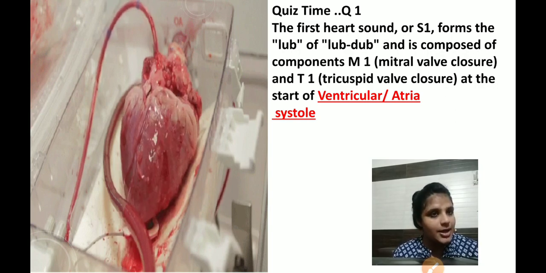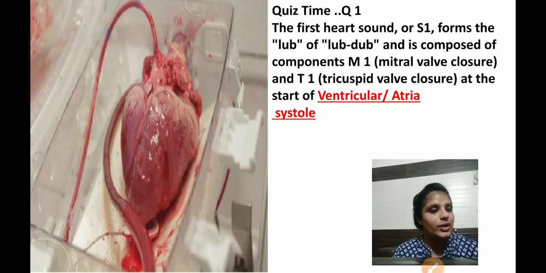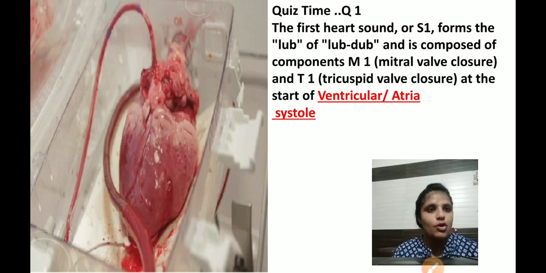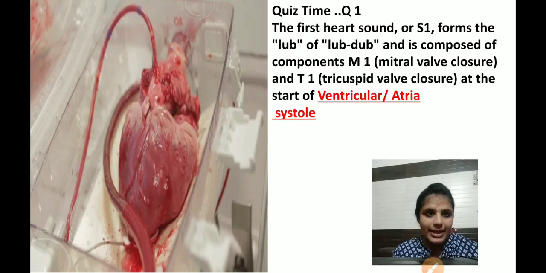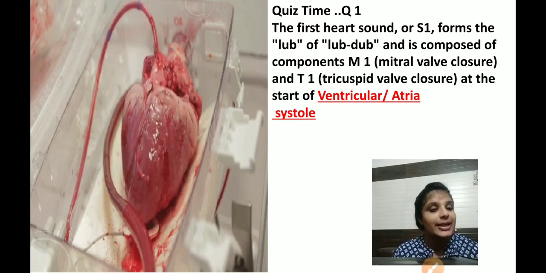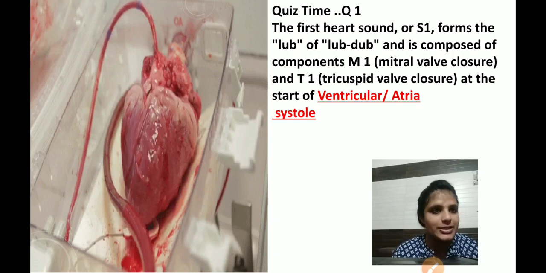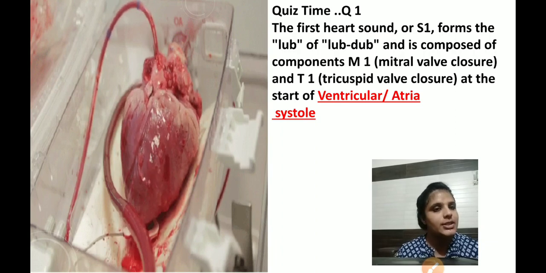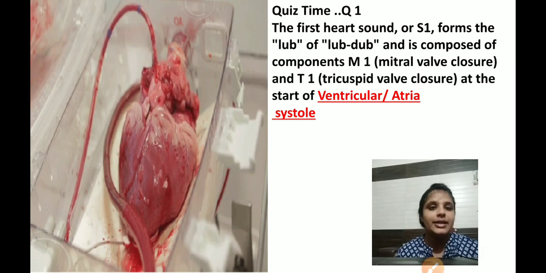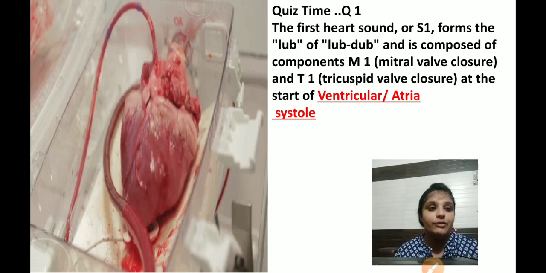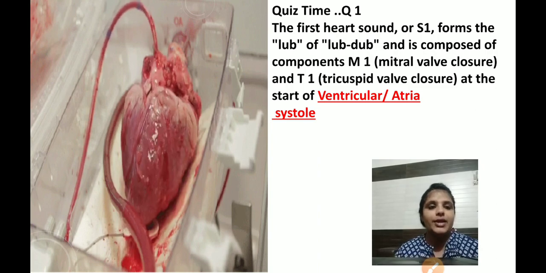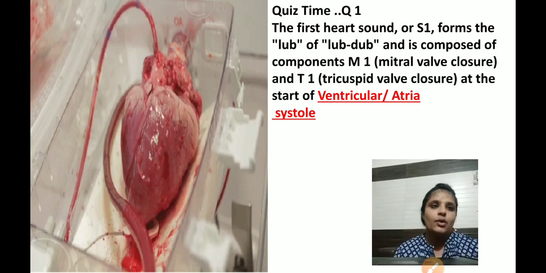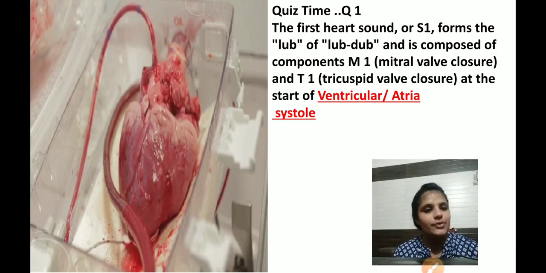The first heart sound, or S1, that is the systolic condition, forms the lub of the lub dub sound, and it is composed of M1, mitral valve closure, and T1, that is tricuspid valve closure, at the start of ventricular systole. Just now we have discussed that during heart sound, the first sound is the lub sound. This is the first thing you should keep in mind. Secondly, we have the lub sound when ventricular systole is there. And when we have ventricular systole, at that time the semilunar valve, that is the aortic semilunar valve, is open while the mitral valve is closed. So the right answer is ventricular systole.